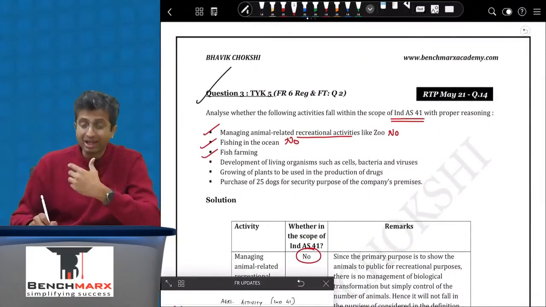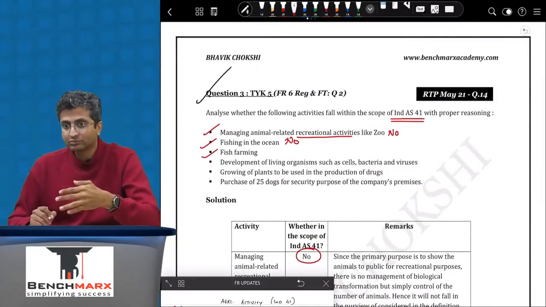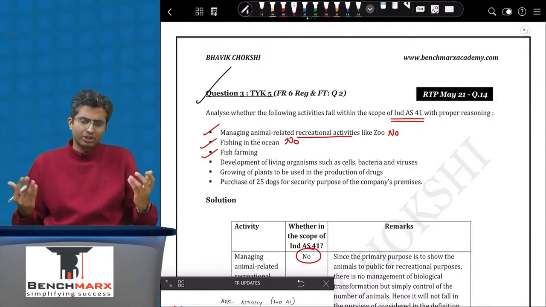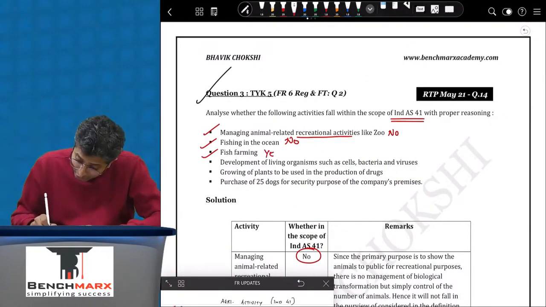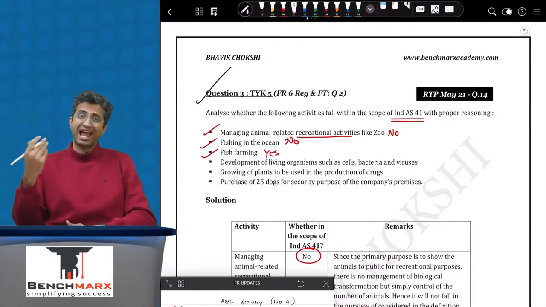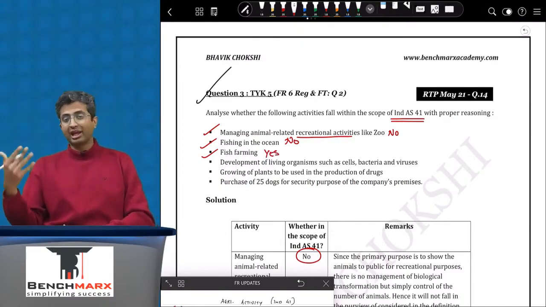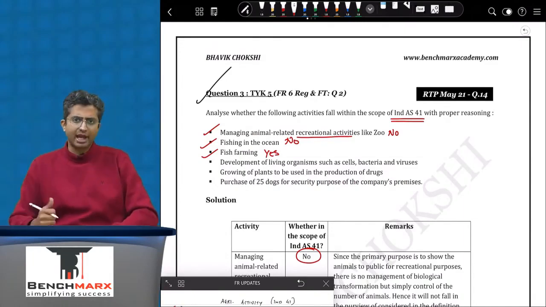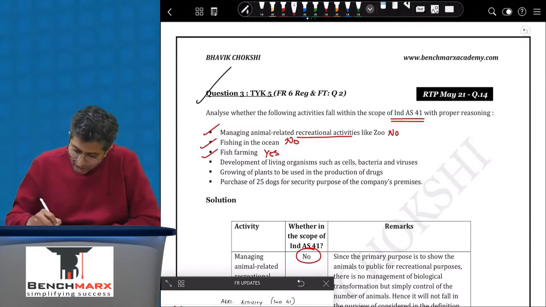Fish farming, that is, you are running a breeding farm where you are breeding the fish and then you are probably fishing them out, in which case you are managing the biological transformation, you are managing the harvest, and you are doing an agriculture activity whereby you are having additional biological assets and you are using them for the purpose of agriculture produce. The answer is yes. Okay, next you have point D.